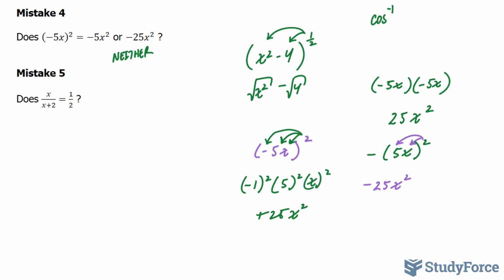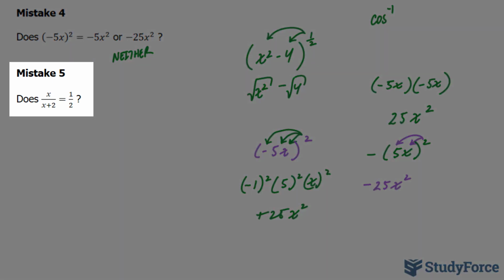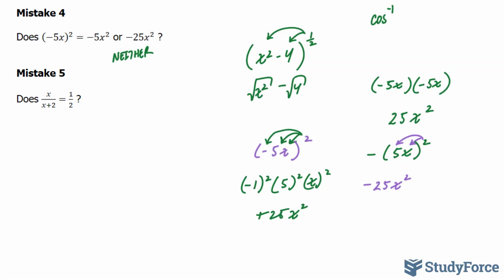In our last example, does x over x plus 2 equal to half? Now this is a very common mistake made by students. Notice what we have here. We have a single algebraic expression at the top known as a monomial, and at the bottom we have two terms in this algebraic expression. One of the terms is x and one of the terms is 2. And presumably what the person did was they canceled out this x with this x, leaving them with half.